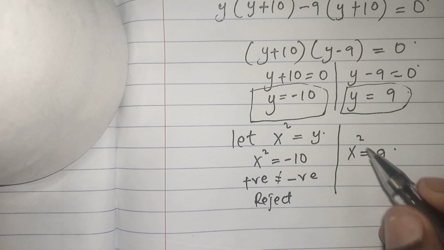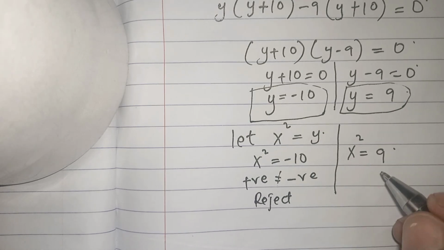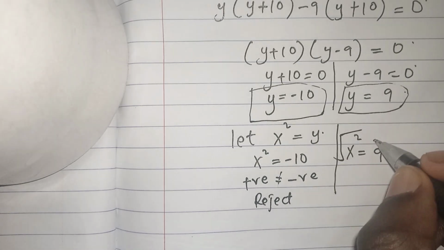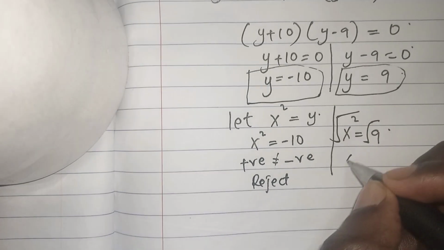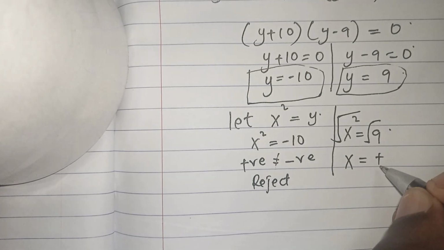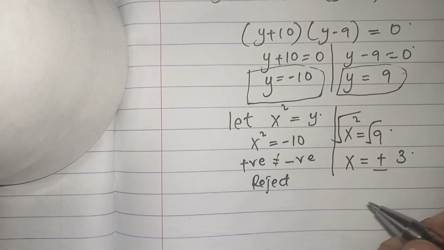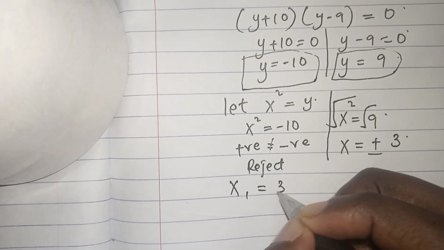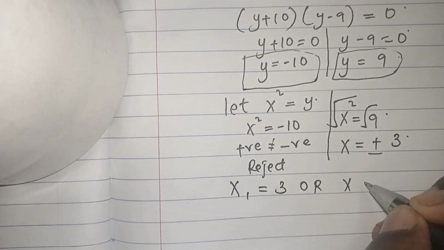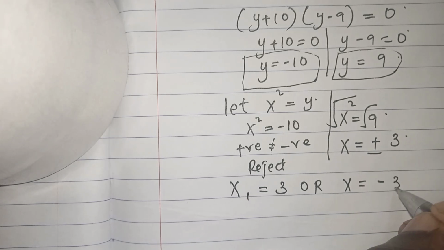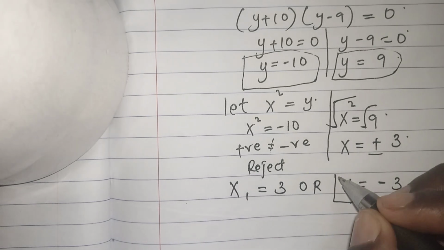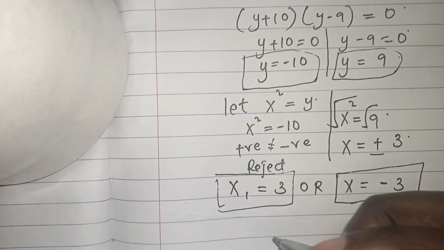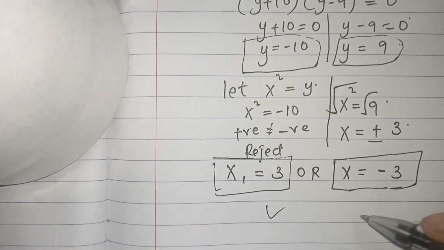Then we have x squared is equal to 9. We can now get the value of x. We square root this side and square root this side. So x is equal to plus or minus 3. So we shall then have two values of x: x is equal to 3 or x is equal to negative 3. So these are our solutions: x is equal to 3 or x is equal to negative 3.